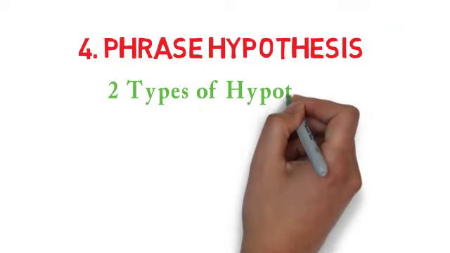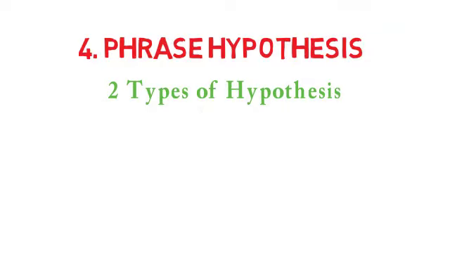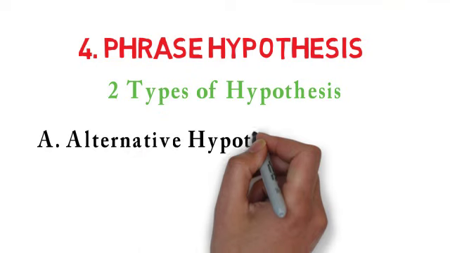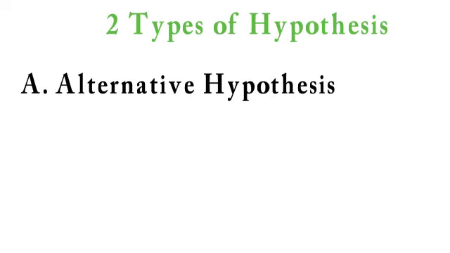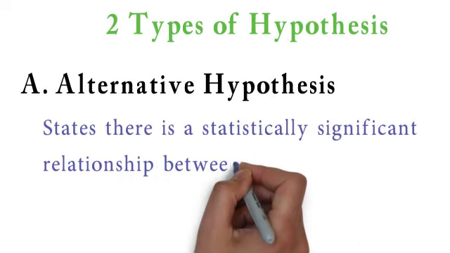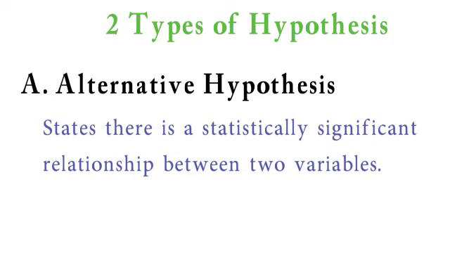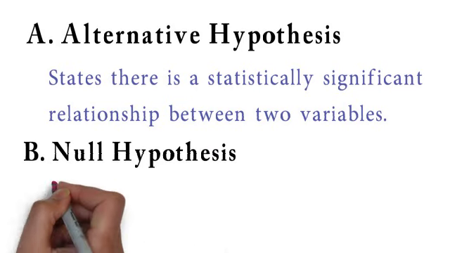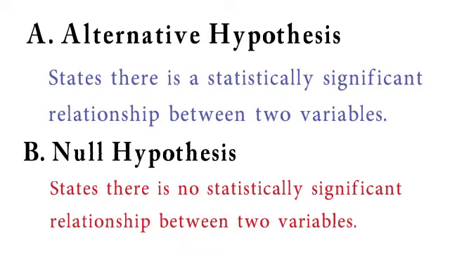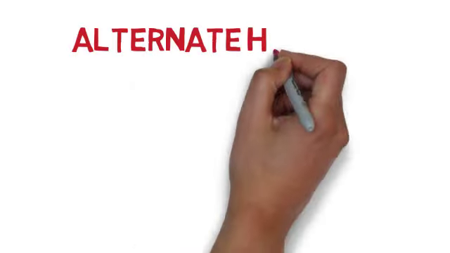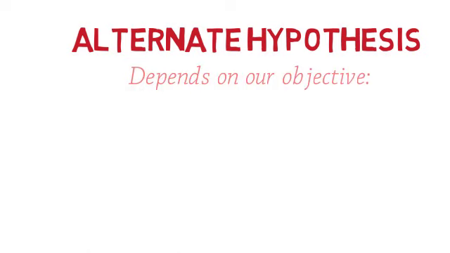There are actually two types of hypothesis: alternative and null hypothesis. With alternative, it always states that there is a statistically significant relationship between two variables, whereas sa null naman, it states that there is no statistically significant relationship between two variables. Our alternative hypothesis will depend on our objective.